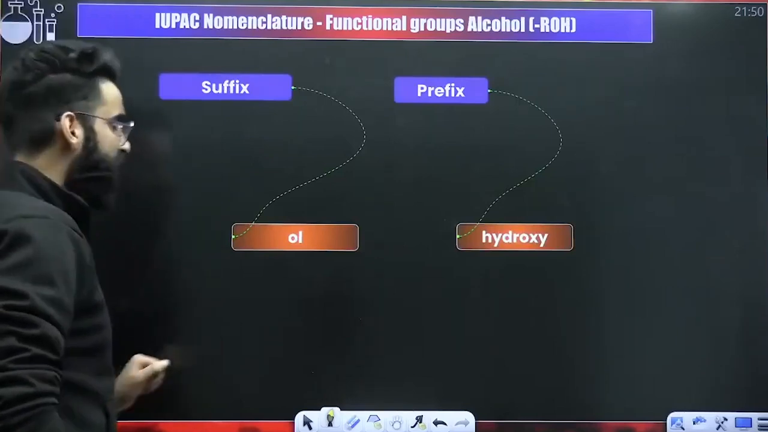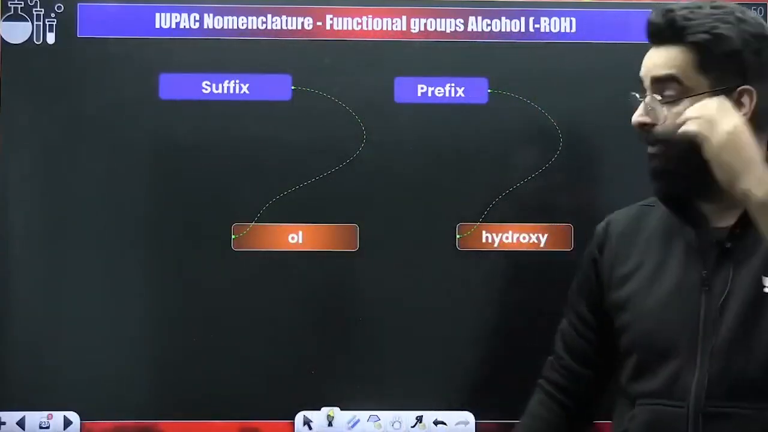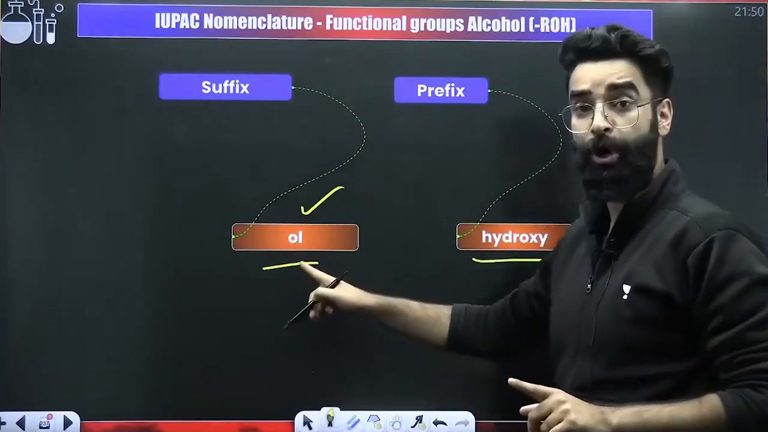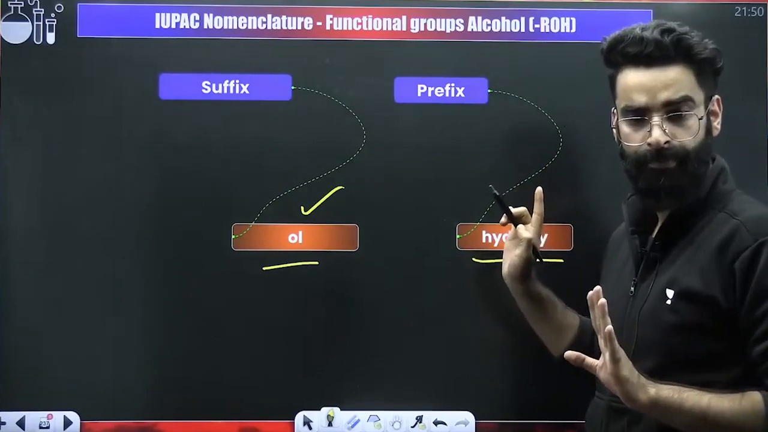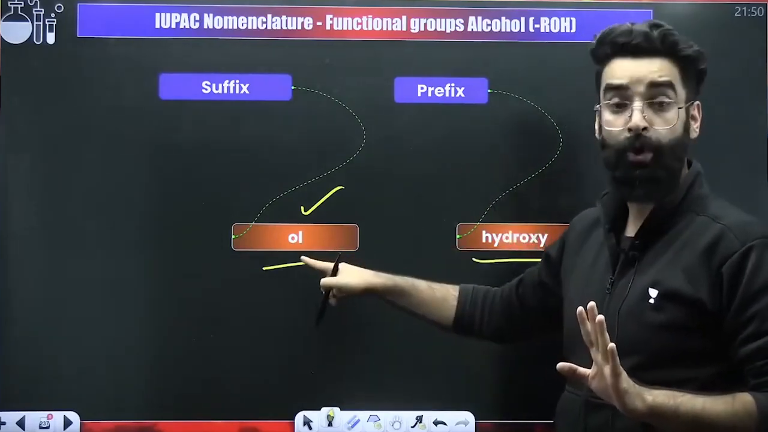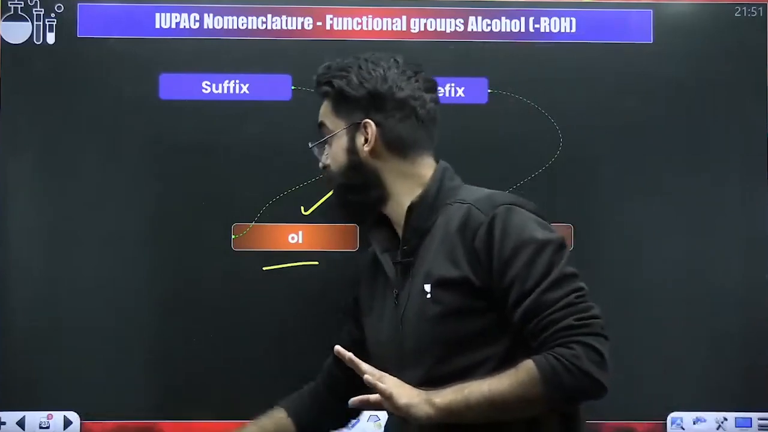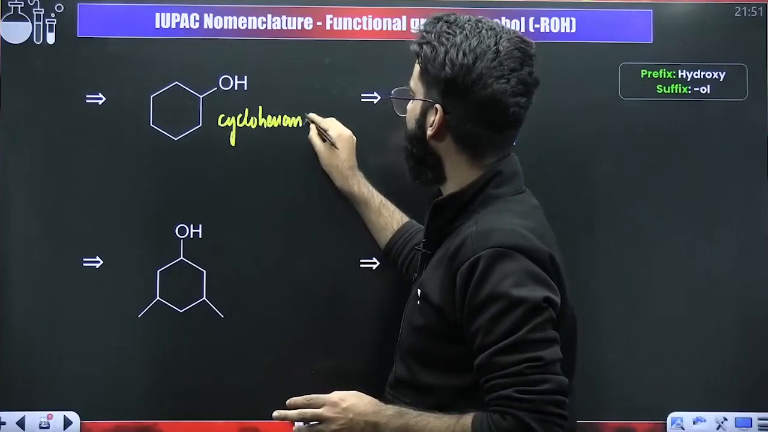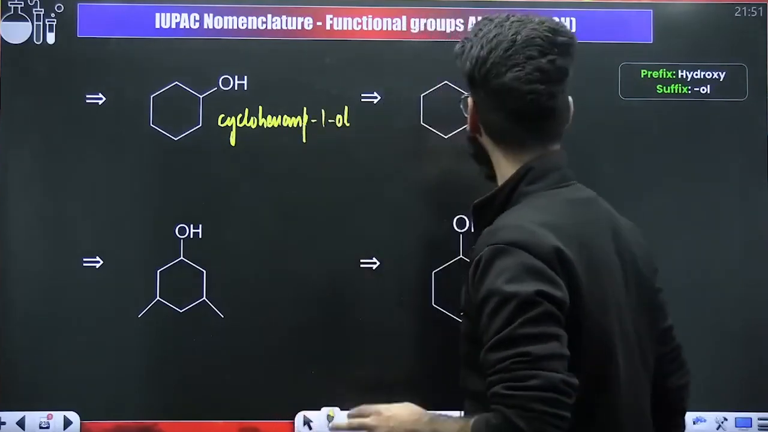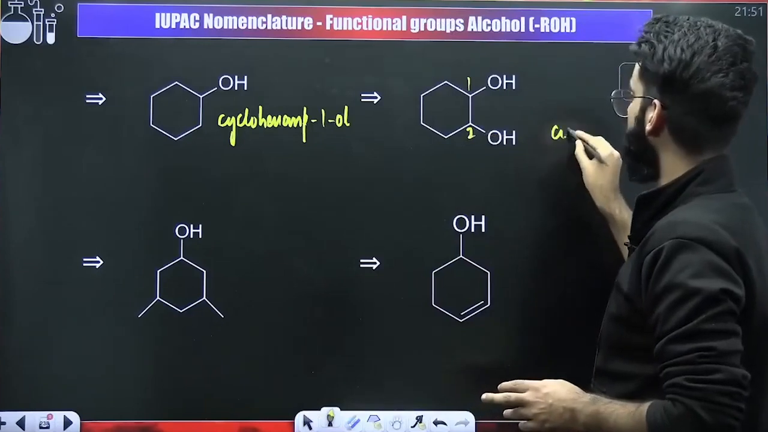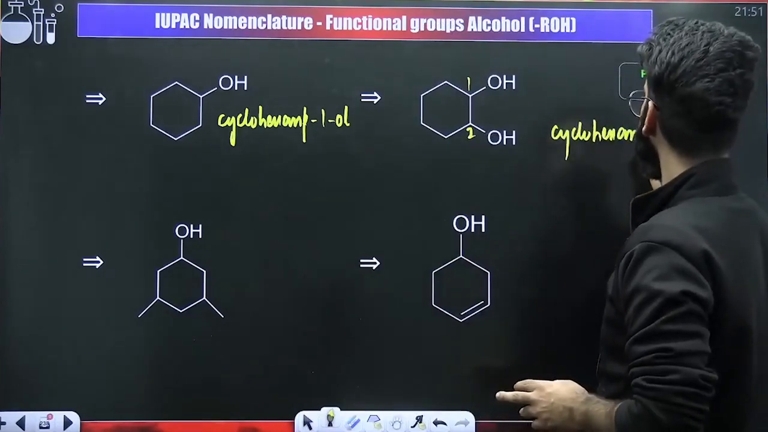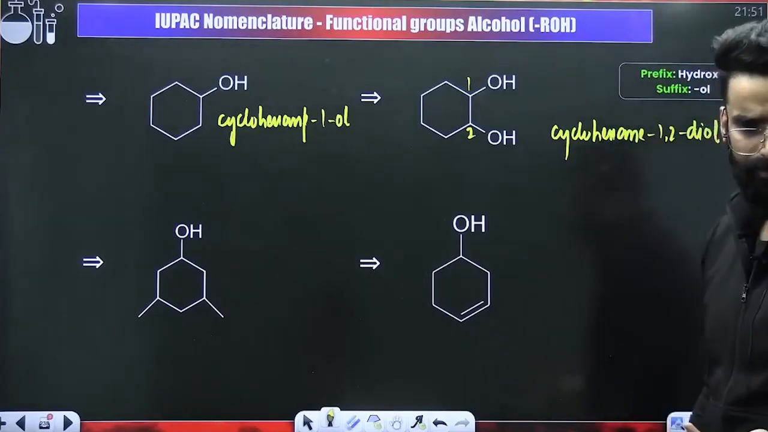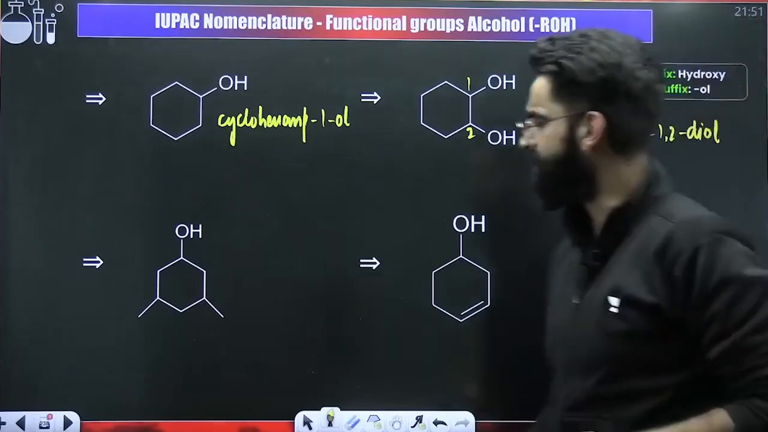Now, if the functional group is alcohol, then as a suffix it is ol, and as a prefix hydroxy. For example, look at these. This is directly going to be cyclohexan-1-ol. Drop the e. Here it's going to be 1,2, cyclohexane-1,2-diol. Right? Yes.